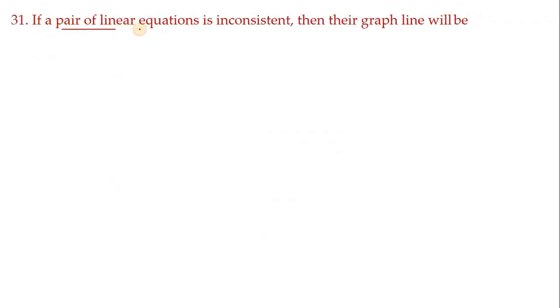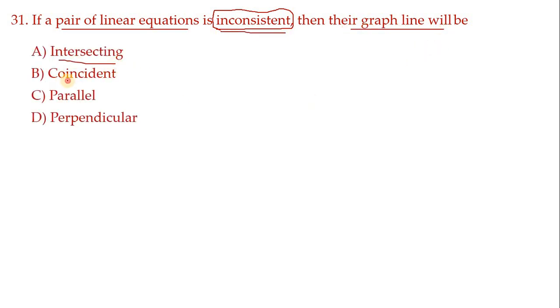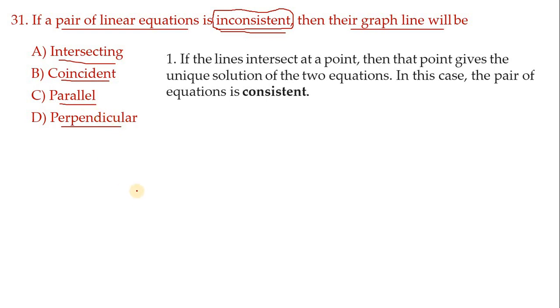If a pair of linear equations is inconsistent, very important this word, inconsistent, then the graph lines will be intersecting, coincident, parallel or perpendicular. This problem is related to pair of linear equations. There we have learned a table, and related to the table a few statements are there. So if you understood these statements, you can answer this problem. If the lines intersect at a point, how many solutions does it have? Unique solution. If it has a unique solution, it is consistent.